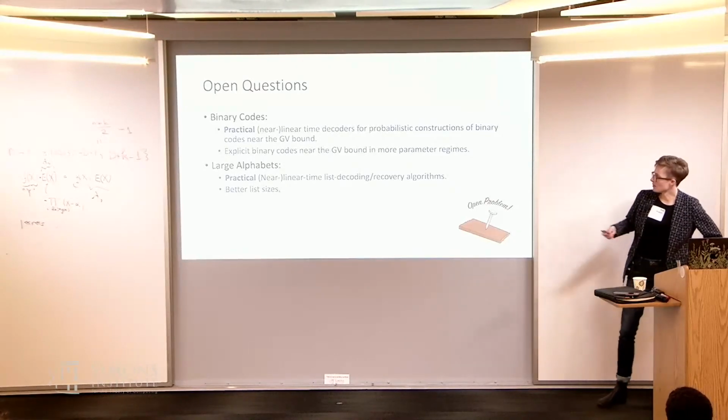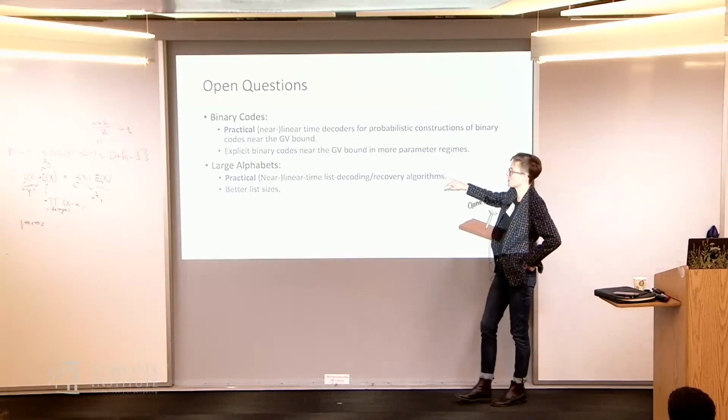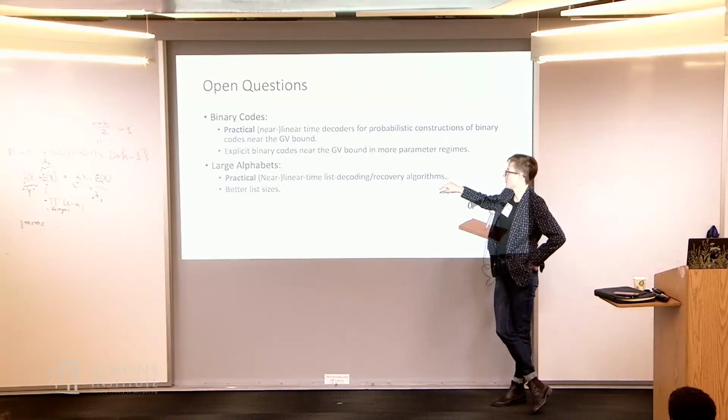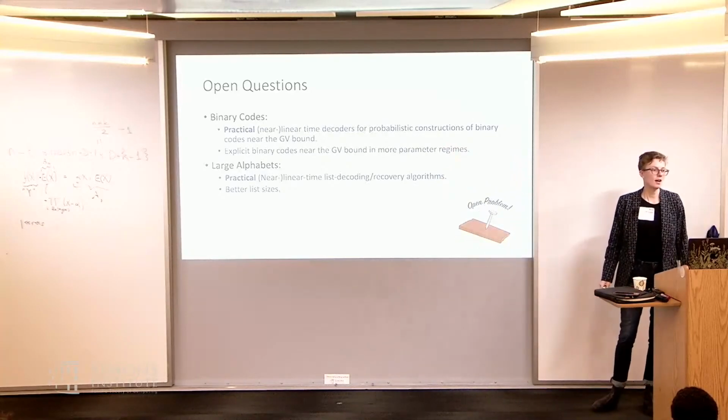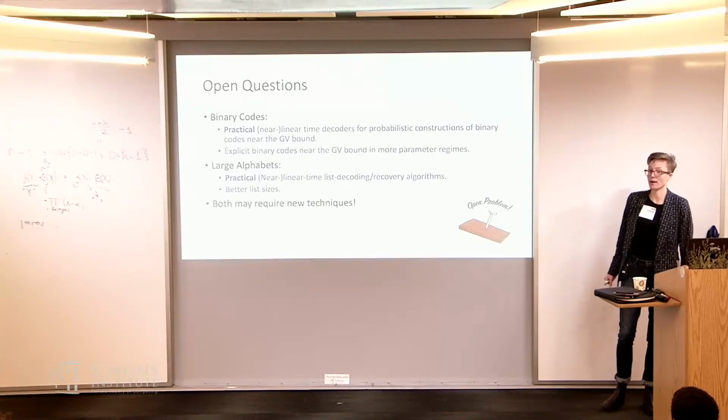And I think if we could get these, hopefully I've convinced you that if we get really practical things, even if the alphabet size is huge, then with this sort of concatenation trick, we can perhaps turn that into better unique decoding algorithms for binary codes. Cool. But both might require new techniques.